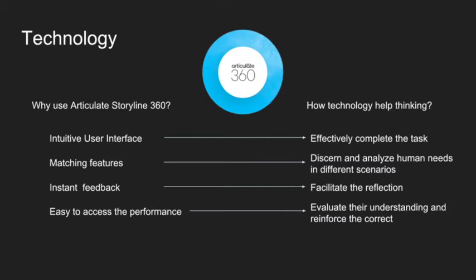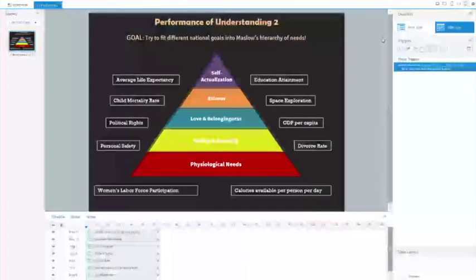The technology we choose in this lesson is Storyline 360 because it has special and helpful features like intuitive user interface, matching features, instant feedback, and it can help students to assess their own performance. Now I'm going to explain how the Storyline 360 enables us to do many things when creating activities for students. One of its features we intend to use in this performance is the drag and drop interaction.